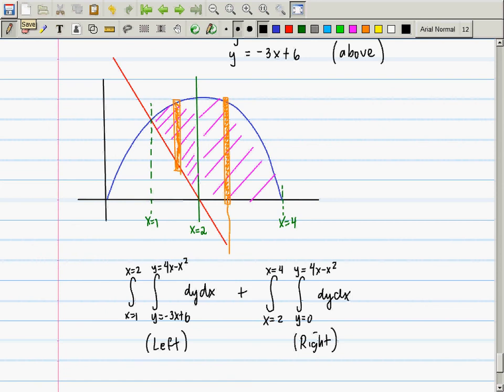Until you get accustomed to looking at it, you're just going to have to try both. So if you find yourself integrating a region and you think, I'm not sure this is possible to do horizontally, you may be right. And you should try to do it the other way.